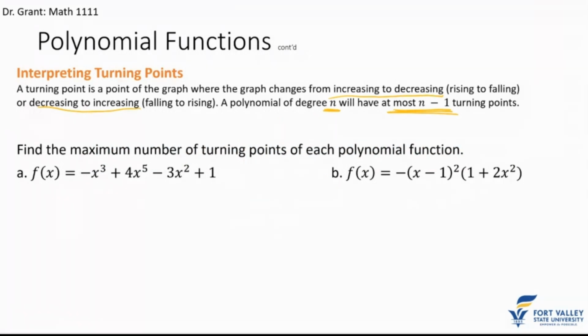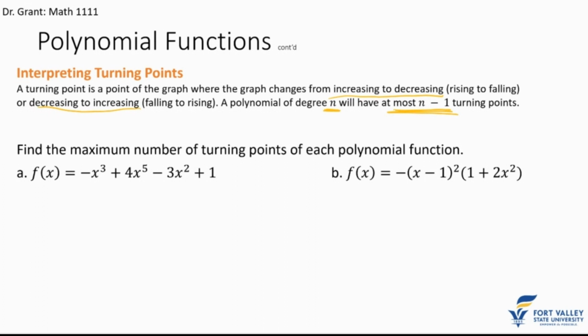So let's see if we can figure out the number of turning points we have for A. And I want to note for you all that we are saying that you may have at most n minus 1 turning points, but you may have less. So when you're given the answer, you want to say at most such and such. We're not going to say we definitely know this is the number of turning points we have, unless we know the graph or we're given the graph.